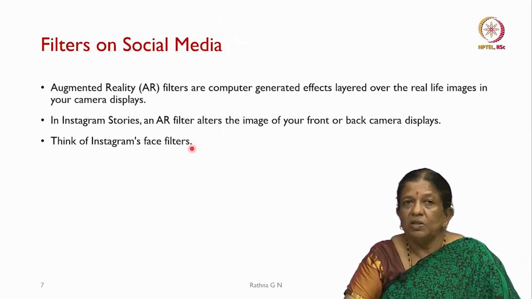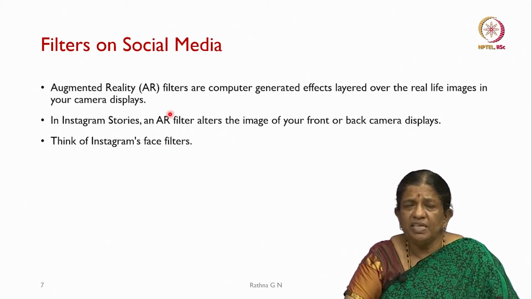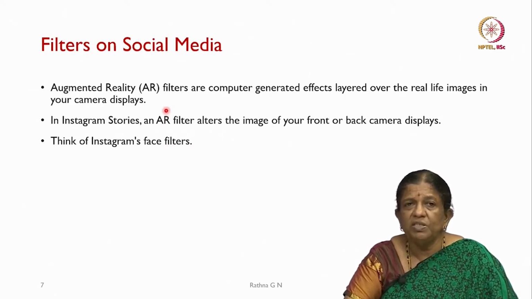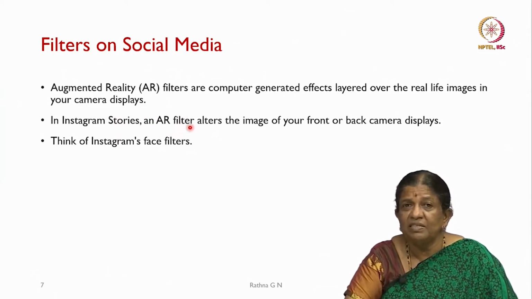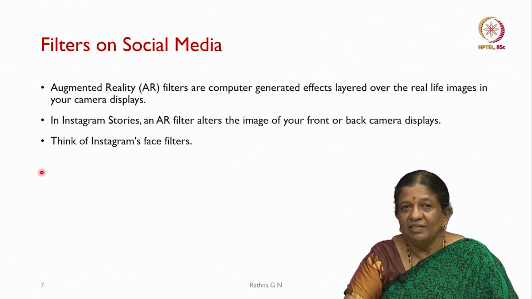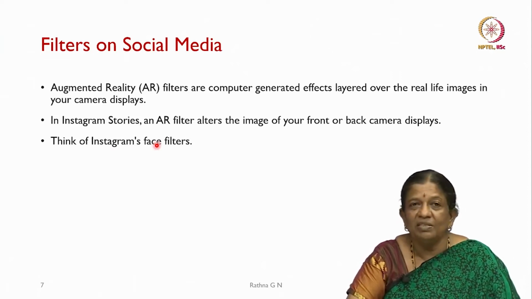Coming to some recent uses in social media, what kind of filters are being used is shown here. Most of you may be using this. Augmented reality filters are computer generated effects, all of you know about it. They are layered over the real life images in your camera displays. In Instagram stories you will have most of these augmented reality filters. They alter the image of your front or back camera displays. You can think of Instagram's face filters, how they work, and imagine the role of filters in social media.